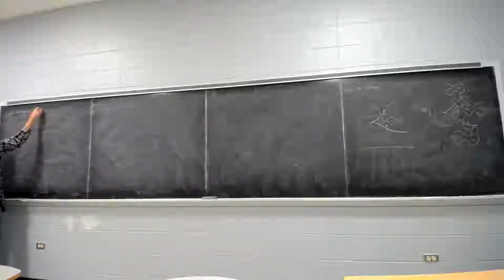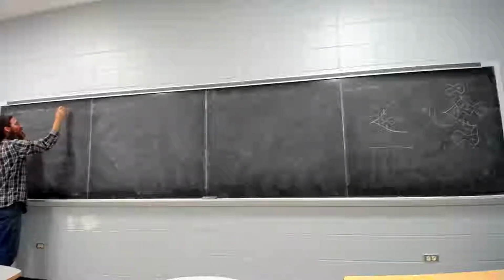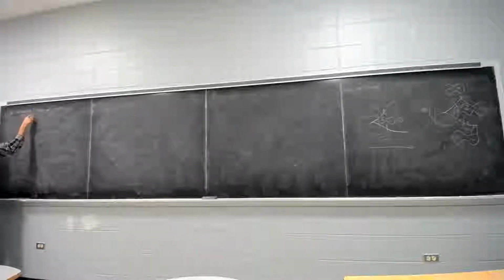I'm going to find a trisecting Morse 2 function. Let's do a closed manifold case first. I'm just going to show you what one singular value set looks like.